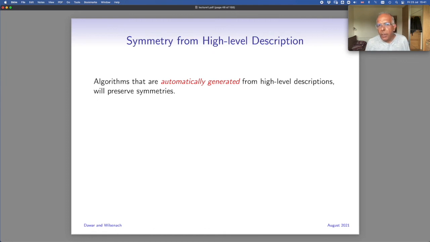So where does symmetry arise? What's wrong with just having an algorithm which breaks symmetries, like the Micali-Vazirani algorithm does? Well, symmetry arises very often when you describe your problems at a high level and use them to automatically generate algorithms from high-level descriptions, because the high-level descriptions are described at the level of the abstract data structure.